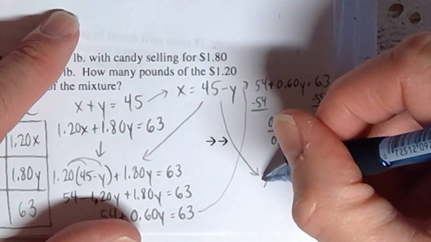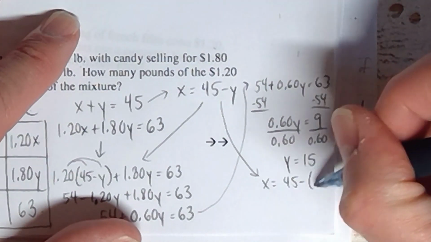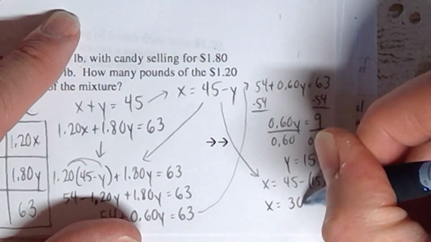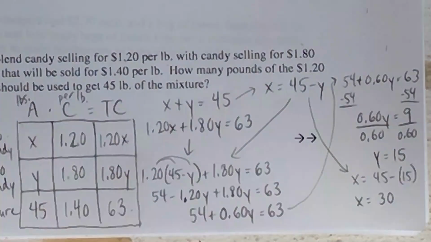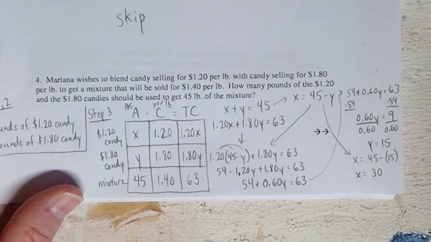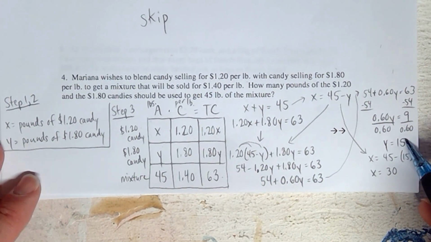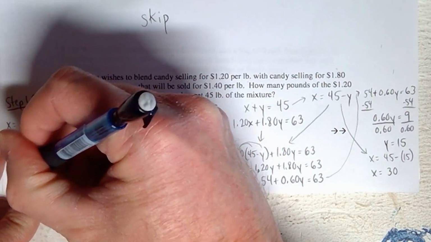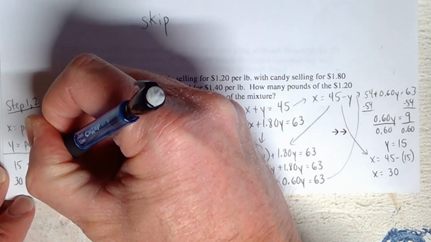I then plug it back into this equation right here to figure out the other variable. Remember, you got to figure out both variables, right? When you're doing substitution or elimination. And I get x is equal to 30. Now that I know what both of my variables are equal to, as I always do when I have to figure out two variables in a word problem, I then figure out how it's measured. 15 and 30, how are those measured over here? They are measured in pounds because it tells us that x and y are both measured that way.